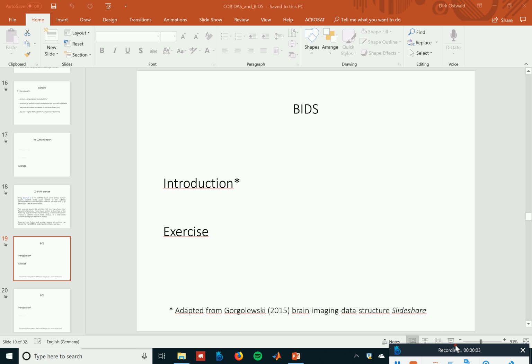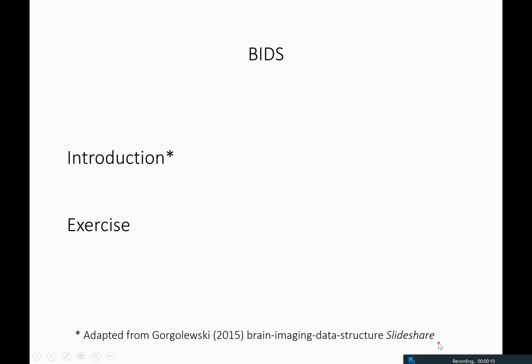Good, then let's continue with the second part of this workshop, which is dedicated to BIDS, which is short for Brain Imaging Data Structure.